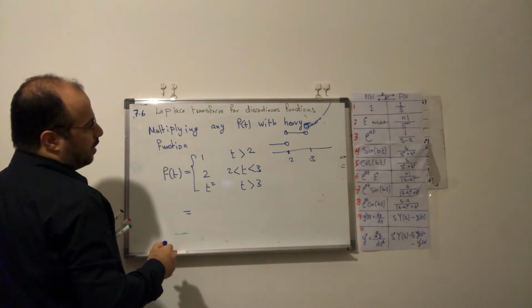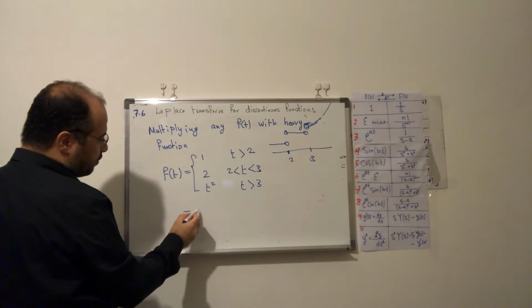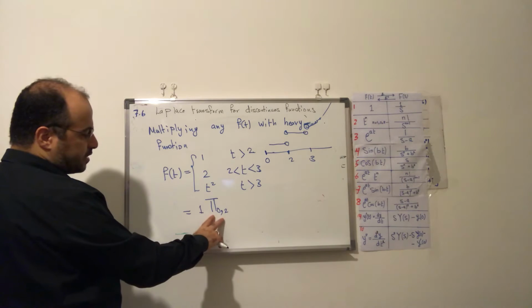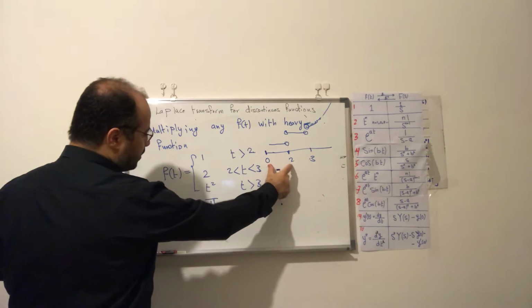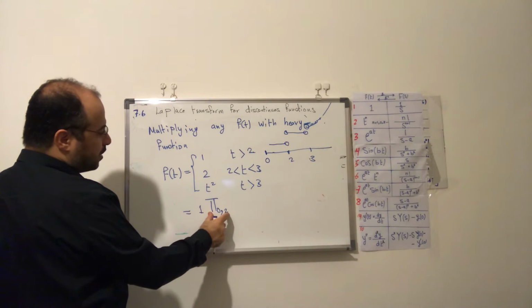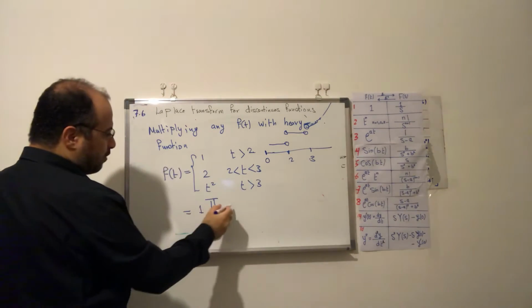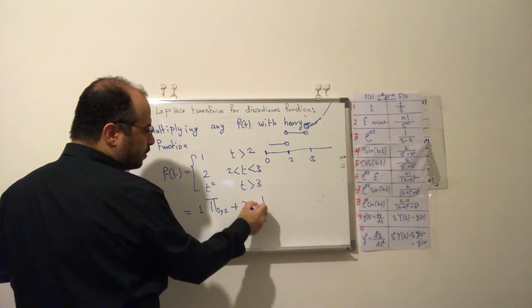Now, when you do this, it is like you are taking the number 1 between 0 and 2. This means that you need just the number 1 between 0 and 2, right? So I'm using the pi function, which is the rectangular window function, which means that I have 1 between 0 and 2. And now this is plus, I need 2 with the window 2, 3.